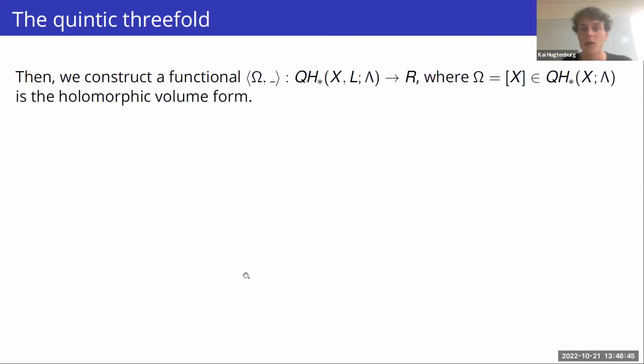And then another piece of data that you can construct from the extension of TEP structures is a functional, which is pairing with the holomorphic volume form, which in the case of quantum cohomology is just the unit, or the fundamental class inside the quantum homology. And this is just a linear map from the relative quantum homology to the ground field, which is the Novikov ring.